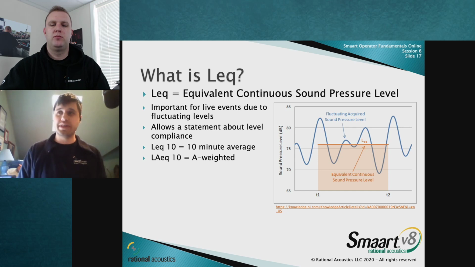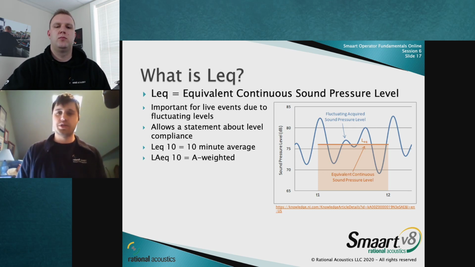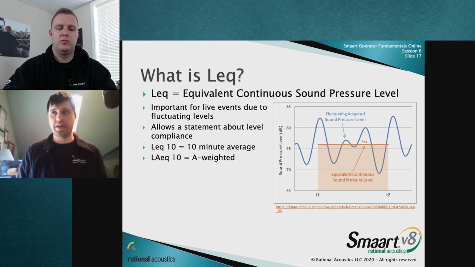So for example, on this slide, we have LEQ 10. That's a 10-minute average, and so that's going to give you an equivalent dB value for the last 10 minutes. And generally, as Chris mentioned, when we're talking about noise exposure, we're usually making A-weighted measurements. So if you see LAEQ 10, that's a 10-minute LEQ that's A-weighted.